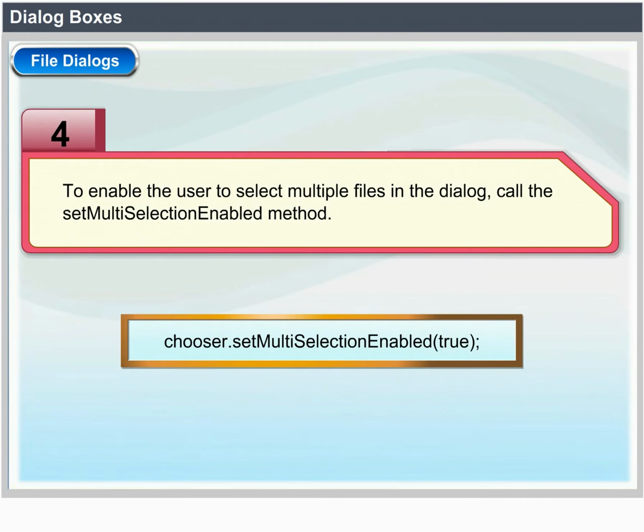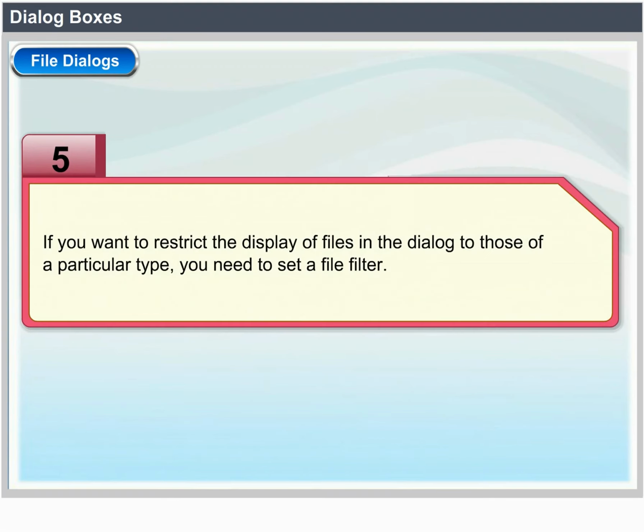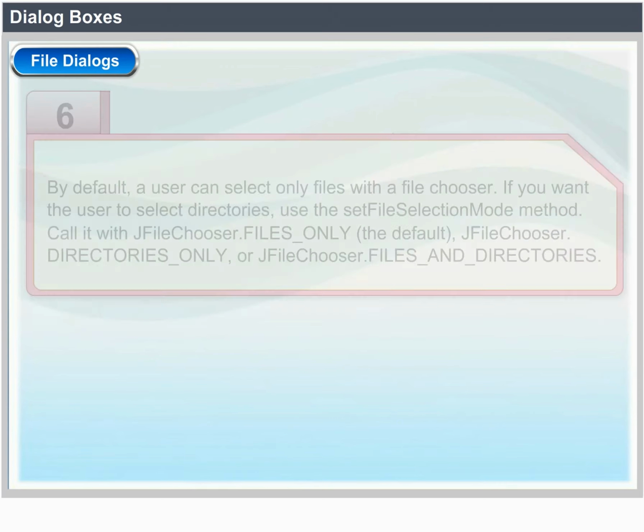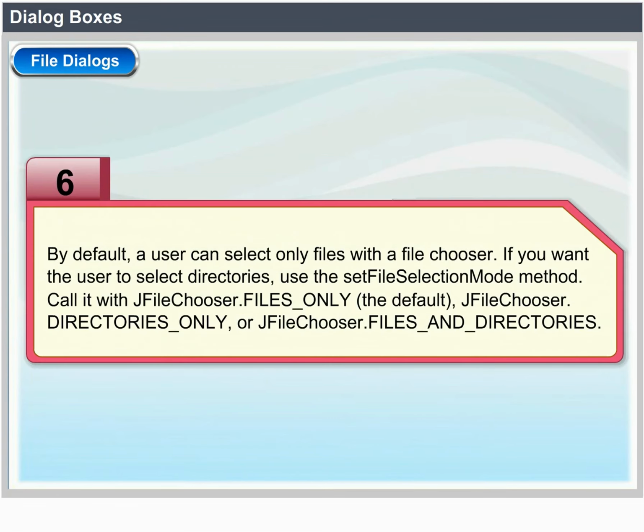To enable the user to select multiple files in the dialog, call the setMultiSelectionEnabled method: chooser.setMultiSelectionEnabled(true); If you want to restrict the display of files in the dialog to those of a particular type, you need to set a file filter. By default, a user can select only files with a file chooser. If you want the user to select directories, use the setFileSelectionMode method. Call it with JFileChooser.FILES_ONLY, the default, JFileChooser.DIRECTORIES_ONLY, or JFileChooser.FILES_AND_DIRECTORIES.